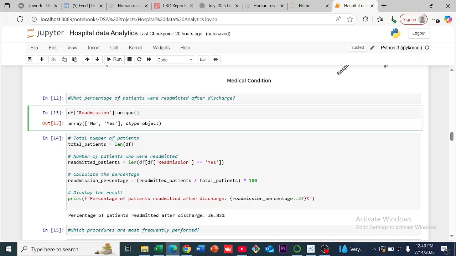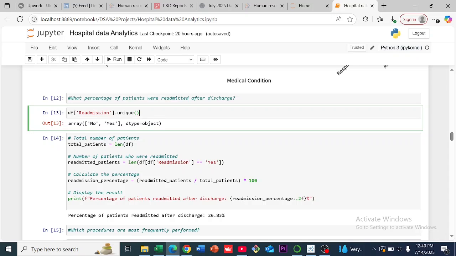So to get the total number of patients we have in the data set, I can just call len on my data frame and it will tell me the length of my data frame. Now to get the number of patients who were readmitted, I would have to subset for those values.